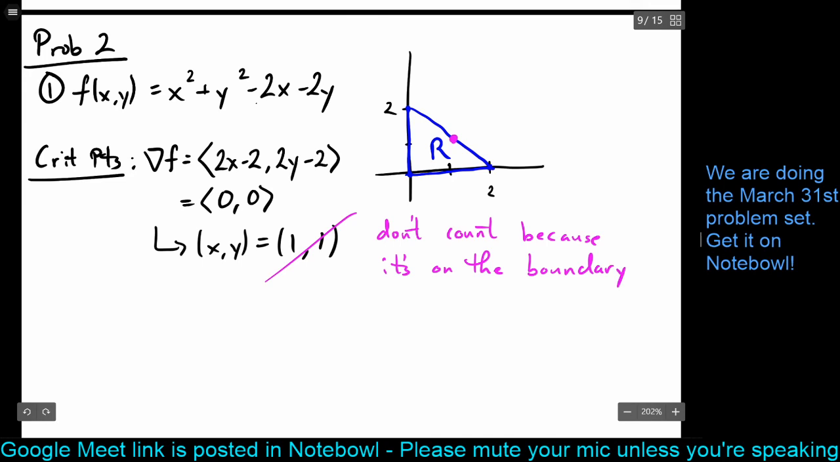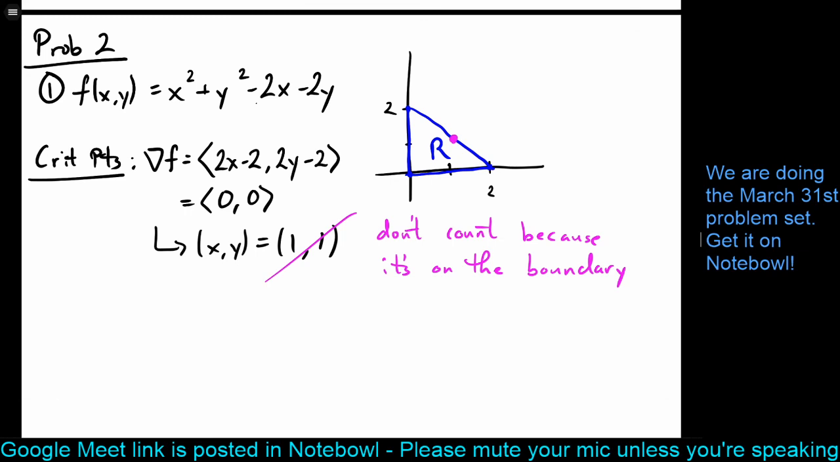Right? So we only want critical points that are actually inside the triangle, completely inside it, not on the edge of the triangle, but completely inside. So if we got something like 1/2, 1/2, that would be a critical point that we would count. Okay.